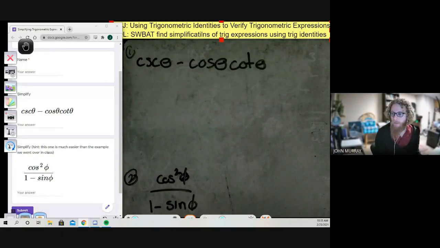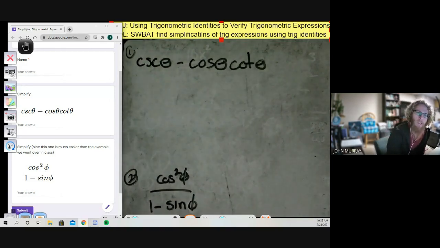All right. So for homework, I asked you to simplify some trigonometric expressions. The first one we had was cosecant of theta minus cosine of theta times cotangent of theta. And the second one, I used a different variable here. This is a Greek letter phi, P-H-I, phi. It's just another variable we use for angles sometimes, depending on the situation.